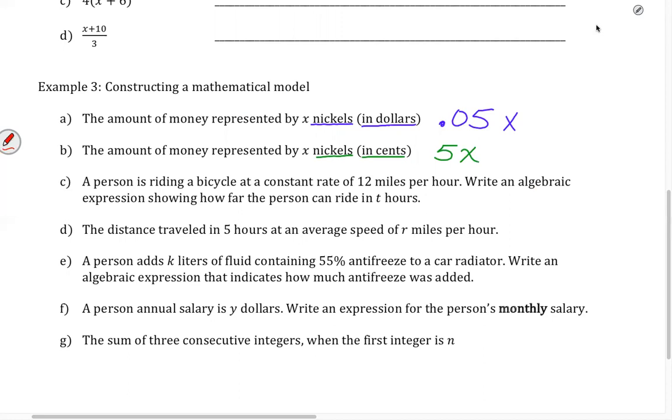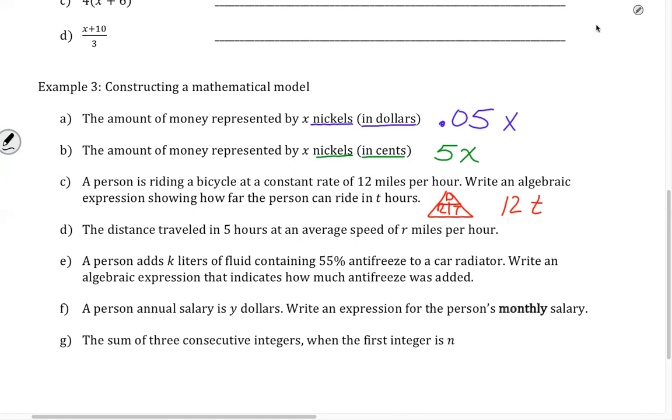Now, a person is riding a bicycle at a constant rate of 12 miles per hour. Write an algebraic expression showing how far the person can ride in t hours. Well, miles per hour times hours. Remember this triangle where distance equals rate times time. So my rate is 12 and my time is t, and that's the distance, 12t.